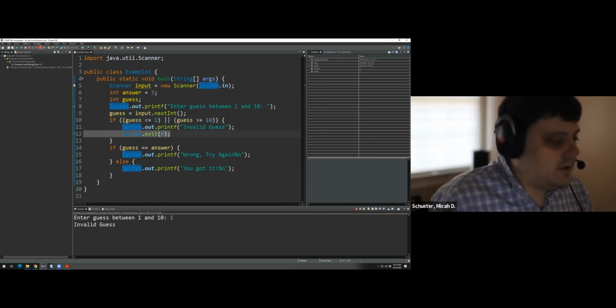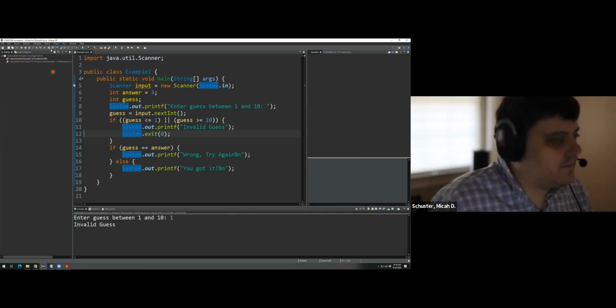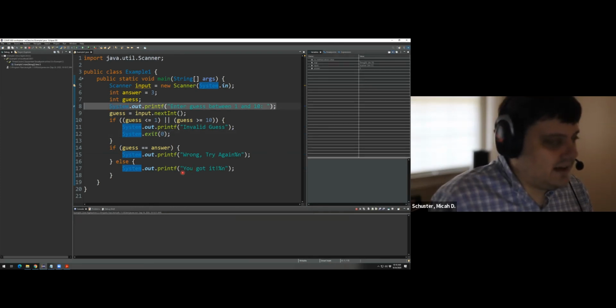If I keep going, I get the invalid guess, so it printed it out. I do another one, system.exit. It's going to run that line, and now my program is done. So my program is no longer executing. We can't see the little lit up square down here. And of course, you can continue doing this again. You do want to keep running in debug mode.